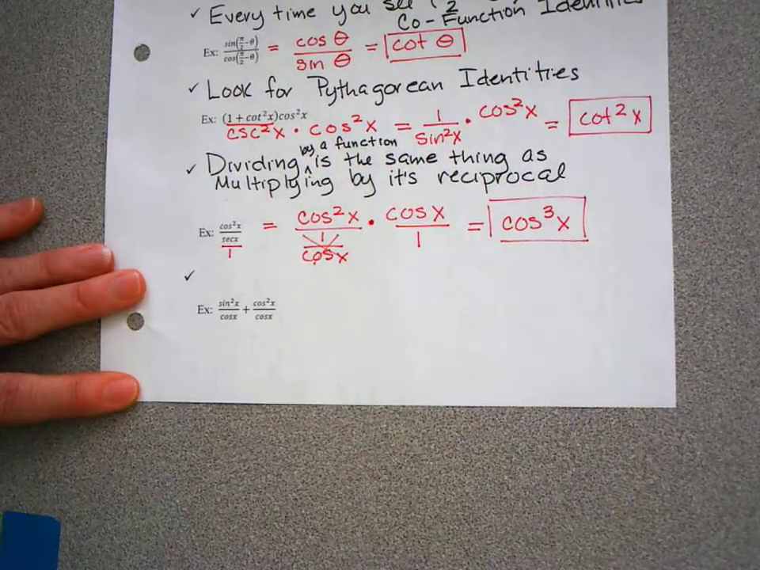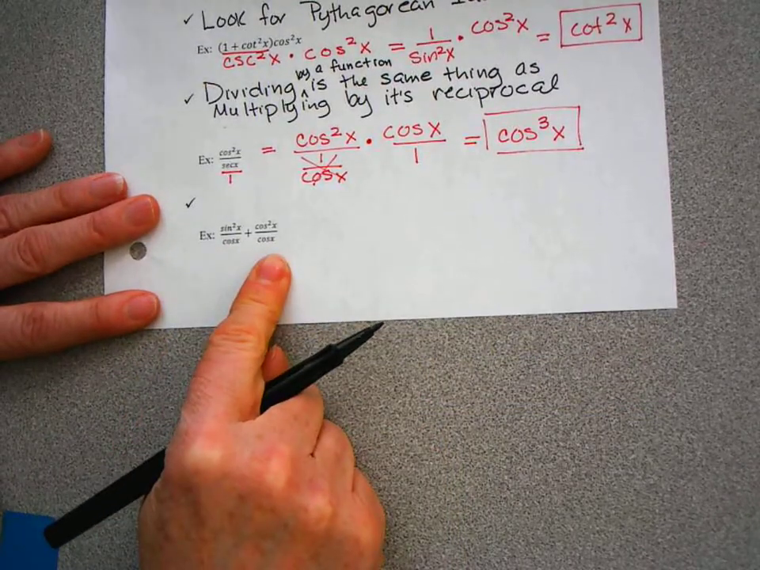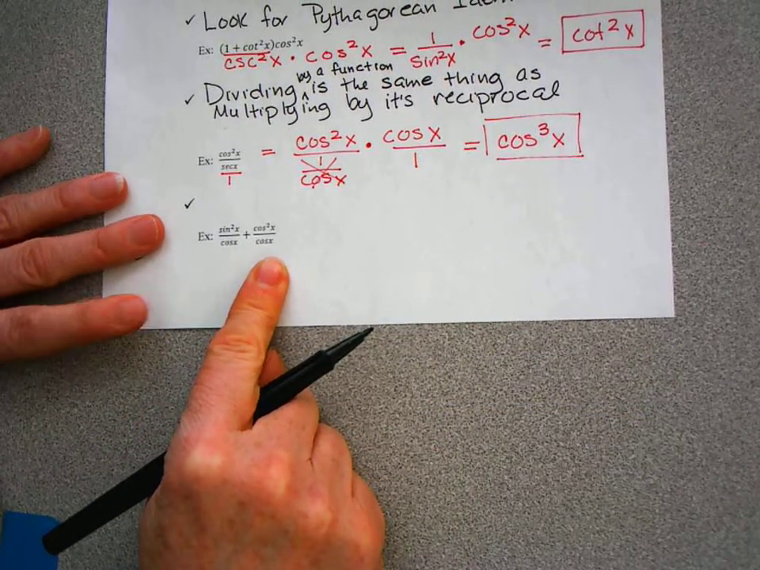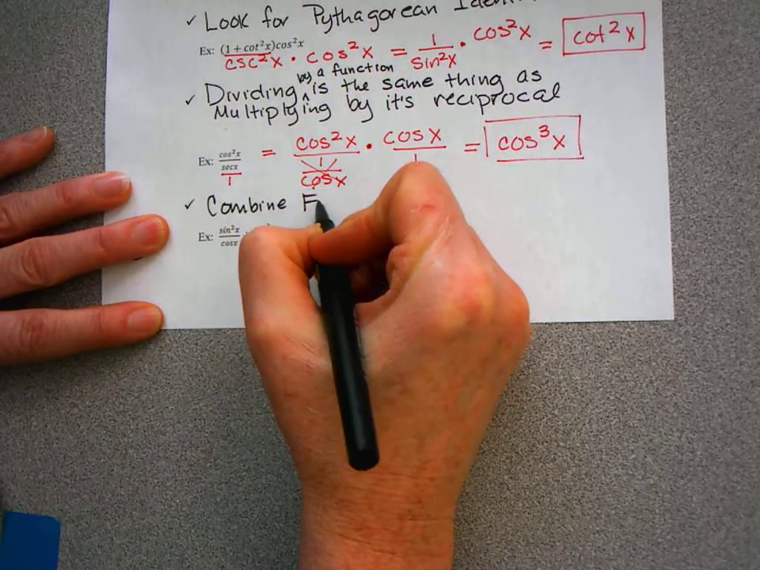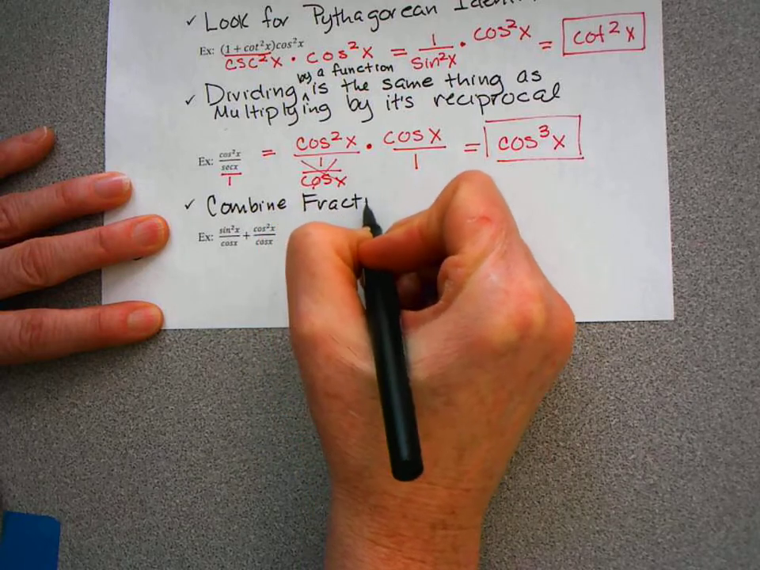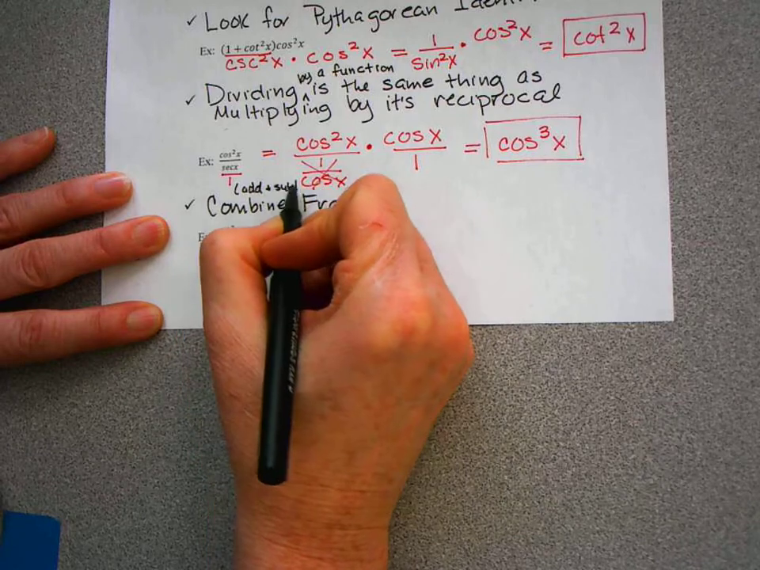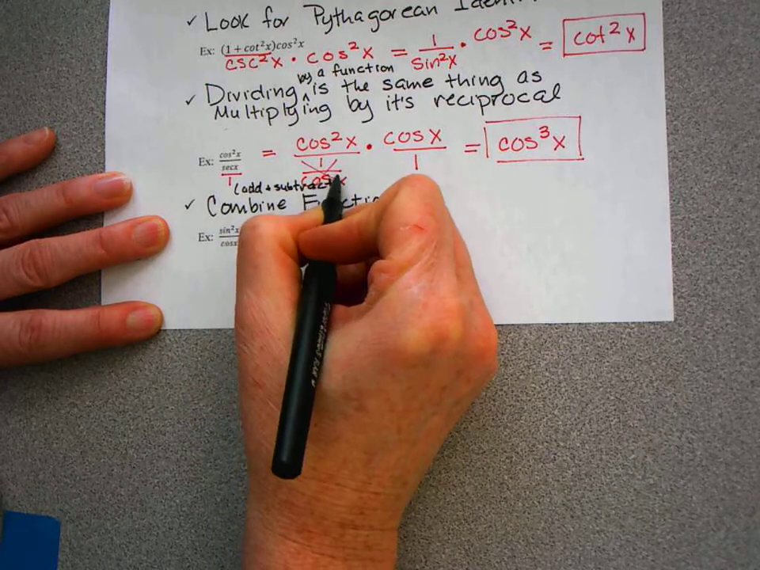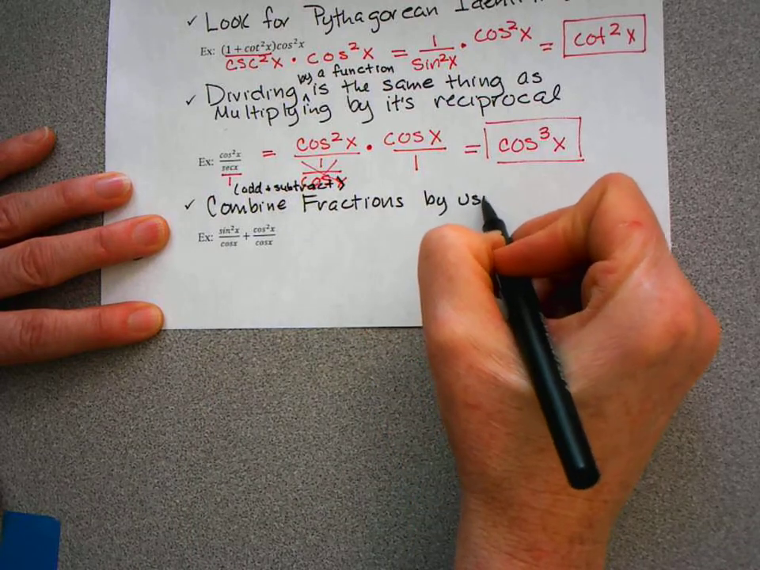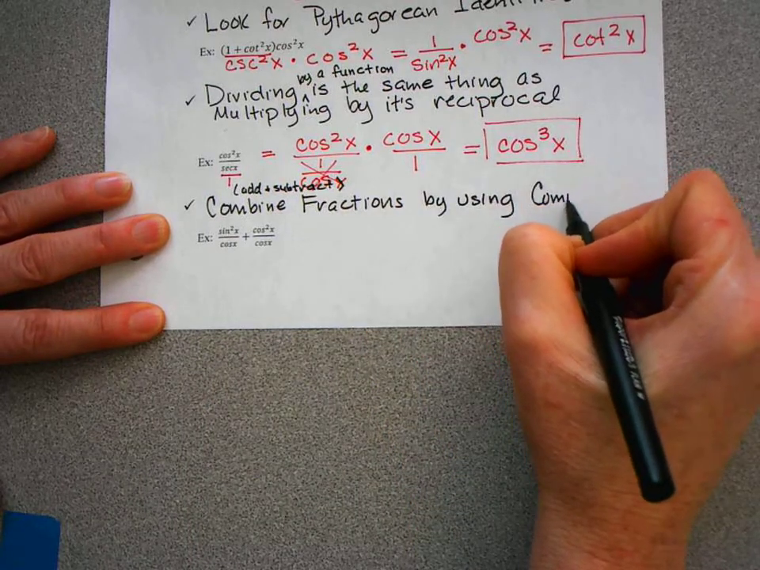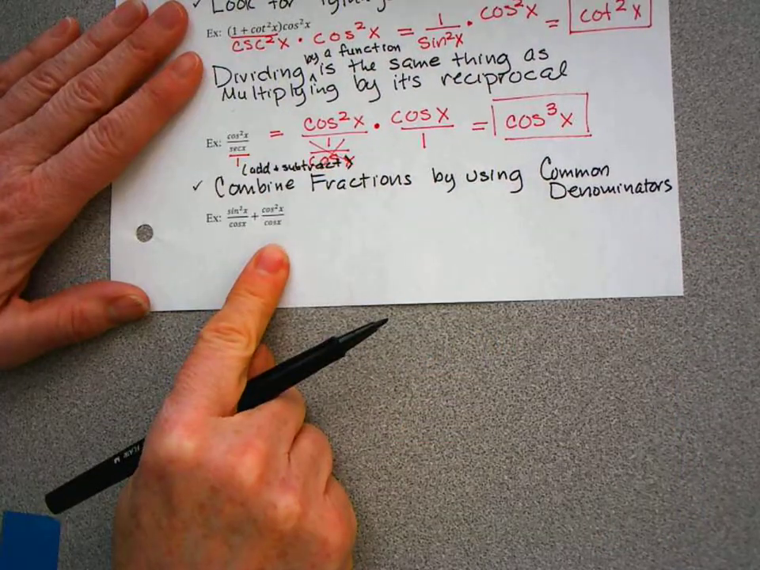So, one more. You see, these look ugly, complicated. It's just a fraction, okay? And so we can combine fractions, and combine is another word for add and subtract. Okay? We can add and subtract fractions by using a common denominator, even with trig functions.